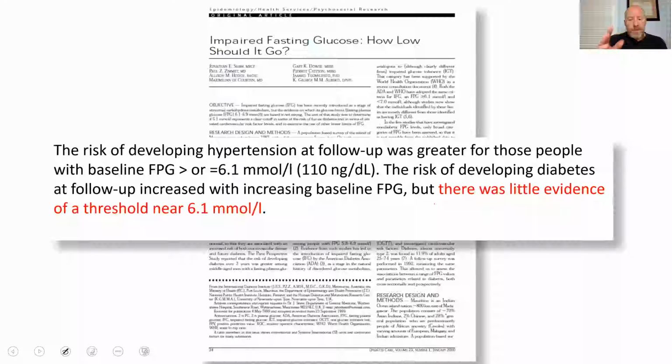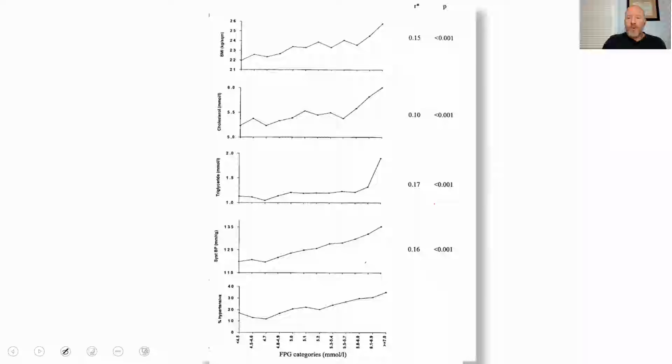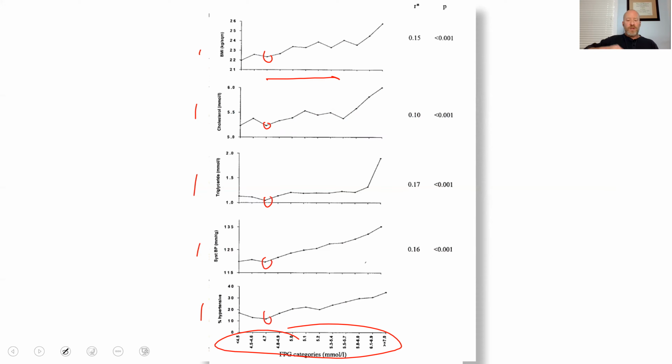I won't get into this, but they had a chart in here that I thought was really interesting. So here you have on the y-axis BMI, total cholesterol, triglycerides, systolic blood pressure, and people that were hypertensive. And if you take a real close look at this, there's a point on each of those graphs where the risk went up, and the x-axis was glucose levels, which you can see down here. The risk of these things went up at the same point in every single one. And that point was right about here, the same point in every single one of these cases, where the risk factor went up.